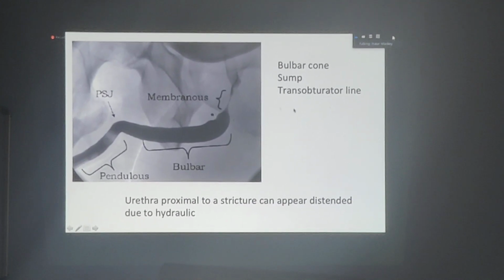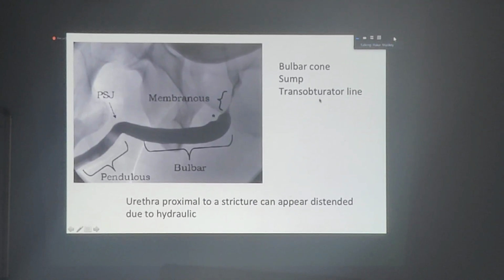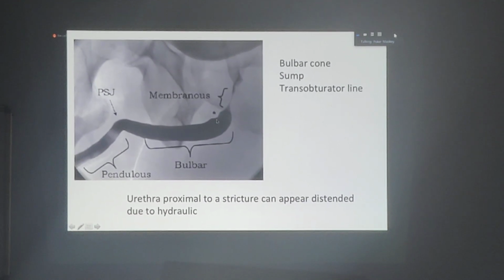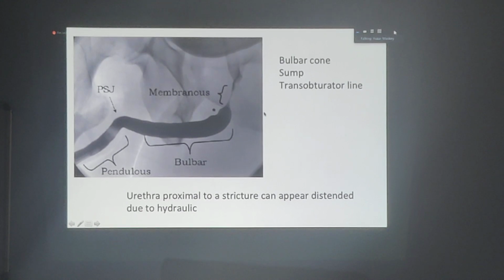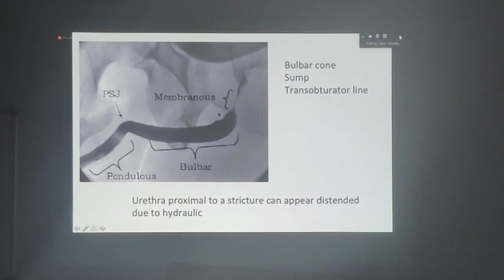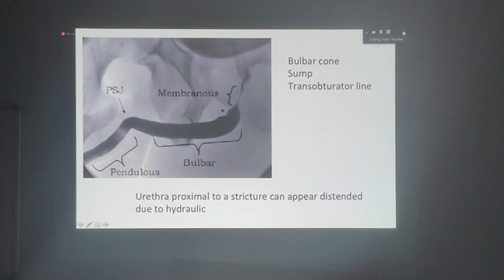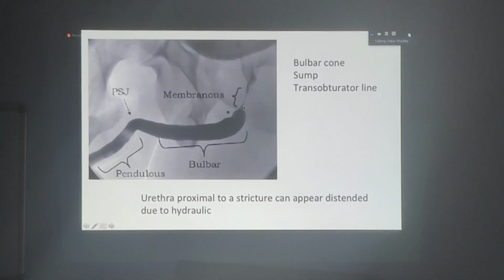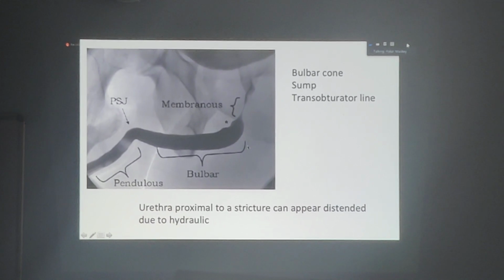And the other point is the transobturator line. In instances where you have a bulbar stricture and you don't know where the bulbar cone is, you can draw a line connecting the two obturator foramens, the lower part of the two obturator foramen, the transobturator line. It gives you a rough idea about the position of the bulbar cone.